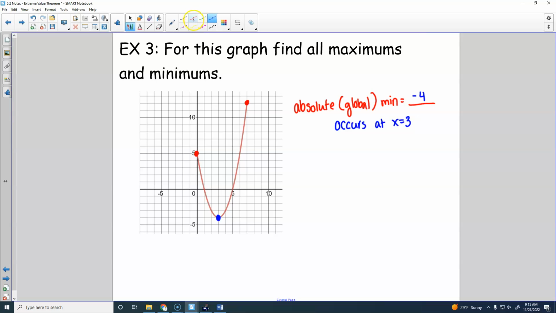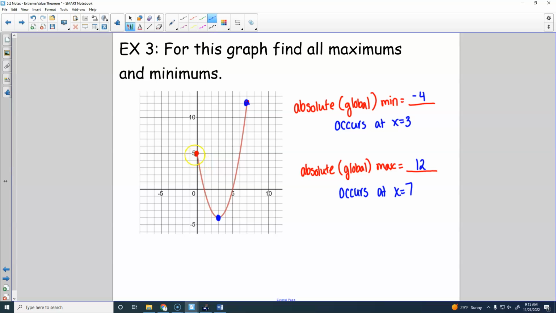And then our absolute maximum, what's our highest point here? It is 12. So our absolute or global maximum is right here. It is 12. It occurs at x equals 7.